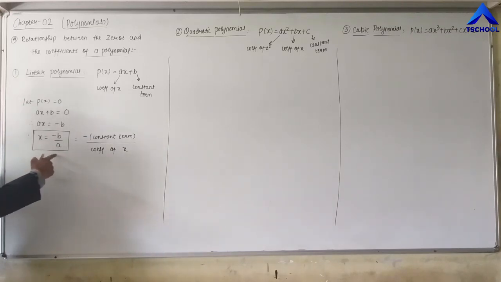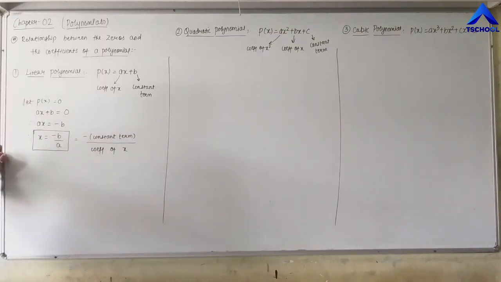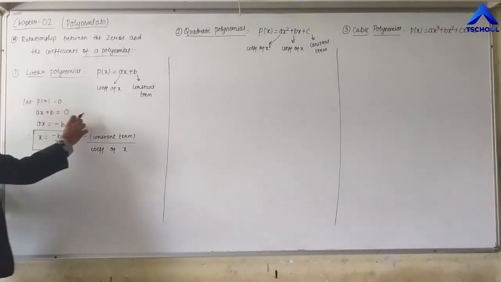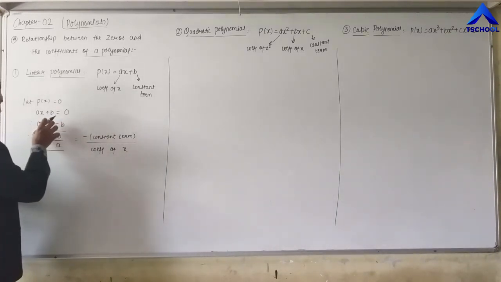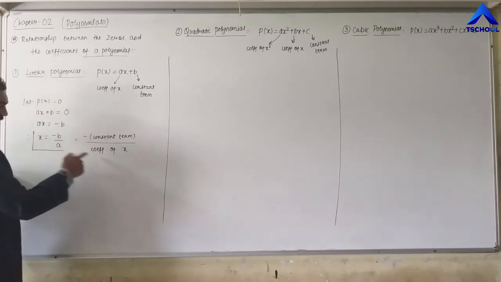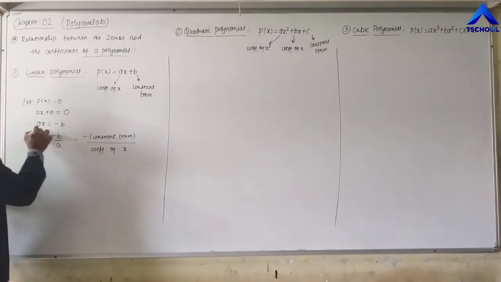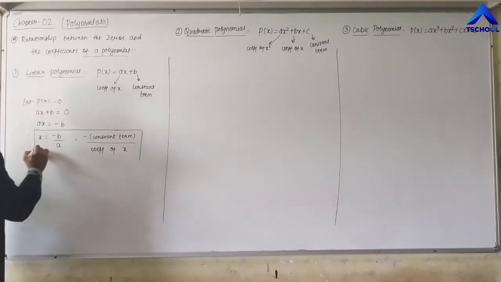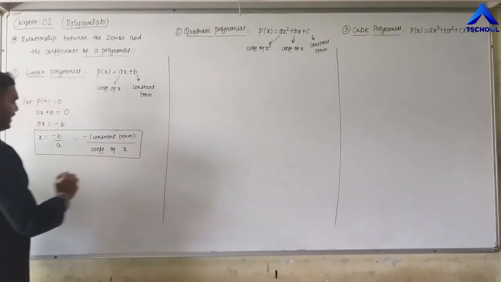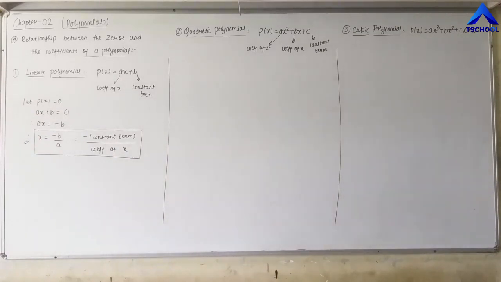So minus p upon a is the zero of the given polynomial p of x, which is also equal to minus of the constant term divided by the coefficient of x. Is it clear, everyone? So basically, what can you say about the relationship between the zeros and the coefficient of a polynomial? The zero is equal to minus p upon a, which is minus of the constant term divided by the coefficient of x. Yes or no? Yes. So that is the first relationship that we derived for a linear polynomial.